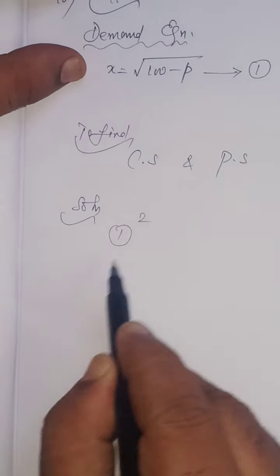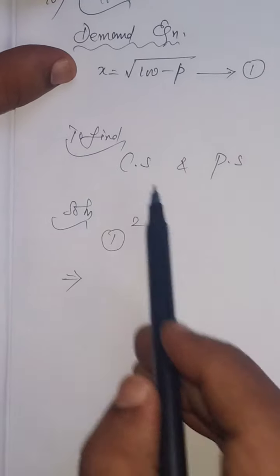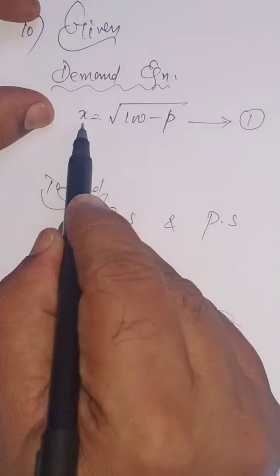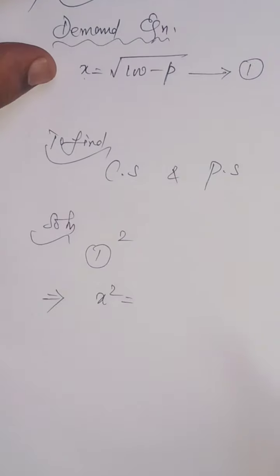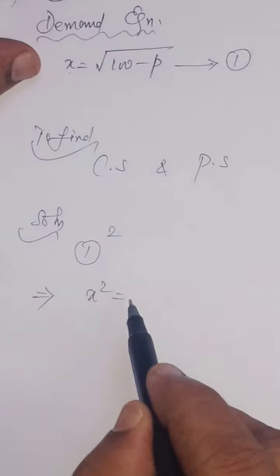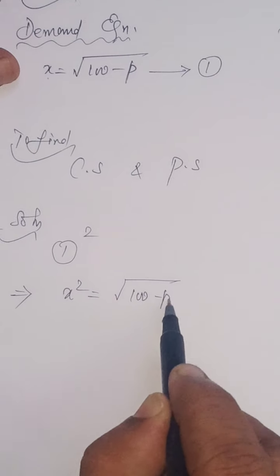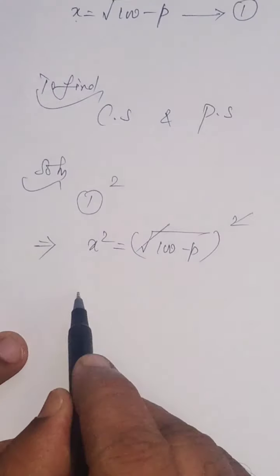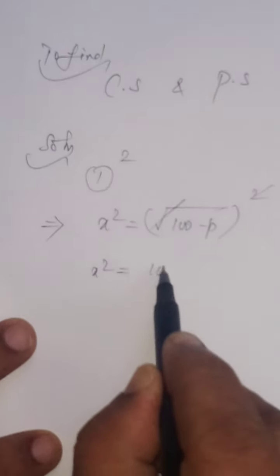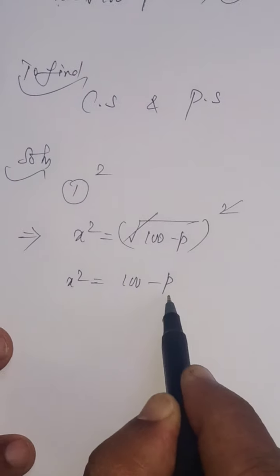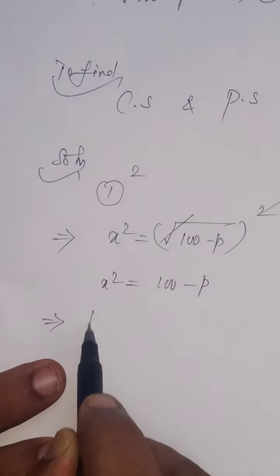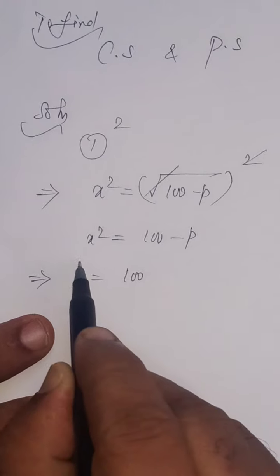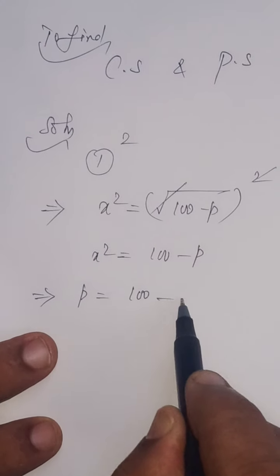Equation number 1 square implies: this is equation number 1, square. X becomes x square, equals the square root of 100 minus P, the whole square. Square and square root get cancelled. So x squared equals 100 minus p. Minus p comes to the left hand side, p; 100 plus x squared comes to the right hand side, minus x squared.